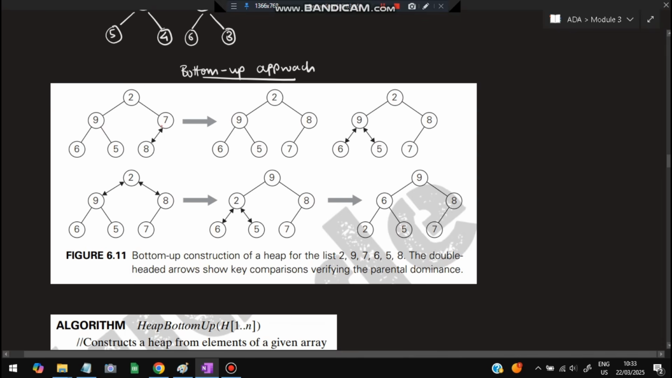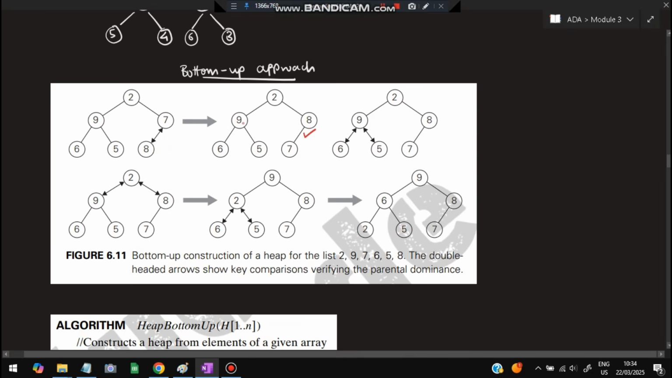How many parent-child relations are there? This is the first parent child, second parent child, third parent child. We will start from the bottom level and start from the right. Now this is not fulfilling the criteria because the parent is smaller and the child is greater. Just exchange it, and this one is satisfied. Now the criteria is satisfied.